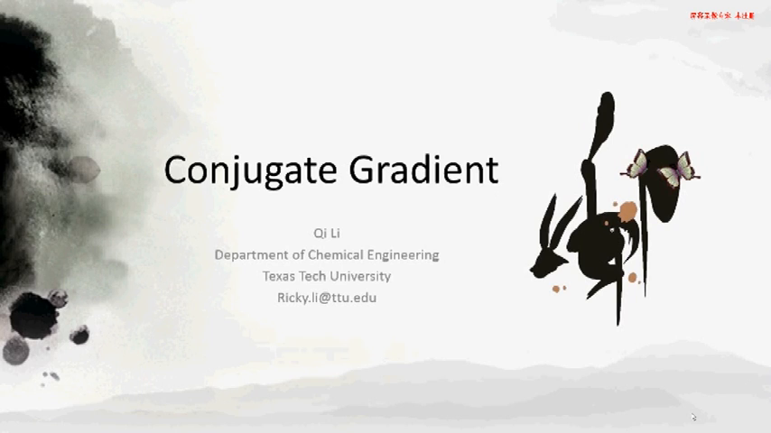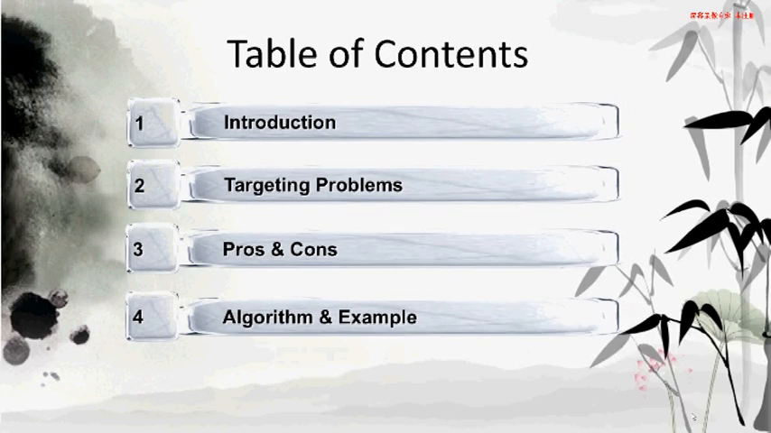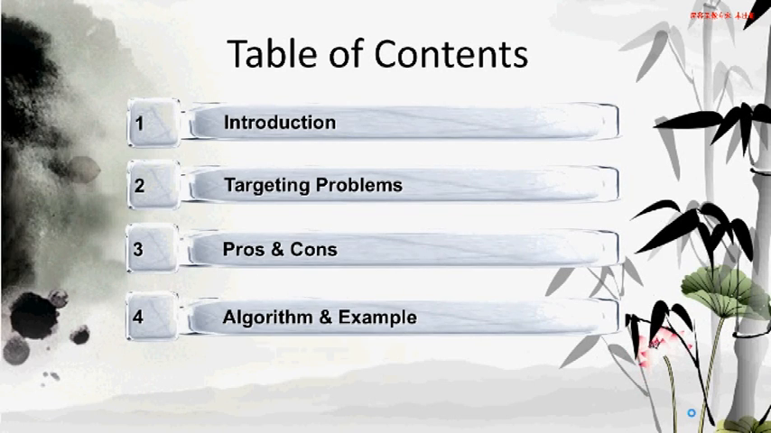Now, this is the outline of my talk today. I'm gonna introduce the characteristics, algorithm, and example concerning the conjugate gradient method in order to build a basic structure of understanding of this method.